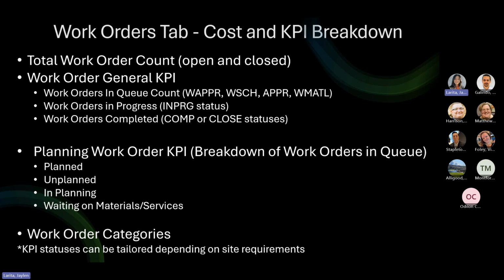So moving on to the work orders tab. This tab provides KPI and workload visibility at the project level. Users can see total work order counts, including in queue, in progress, and completed or closed work orders. And the planning KPIs break down whether work is planned, unplanned, waiting on materials, or still in planning. And as a note, KPI definitions and statuses are configurable and can be tailored by site, depending on site requirements. And again, you'll see how this looks in the site demo shortly.